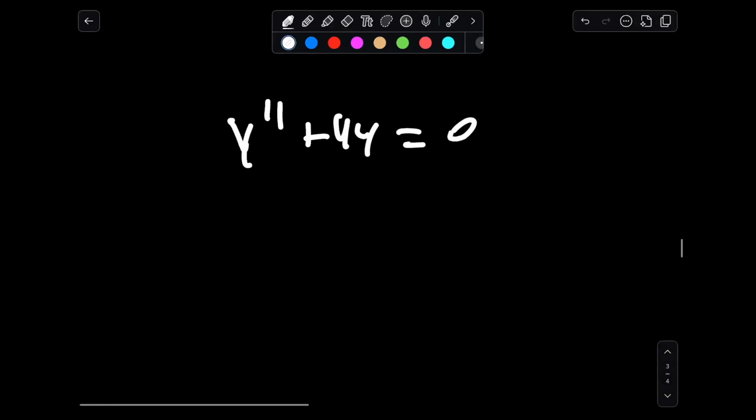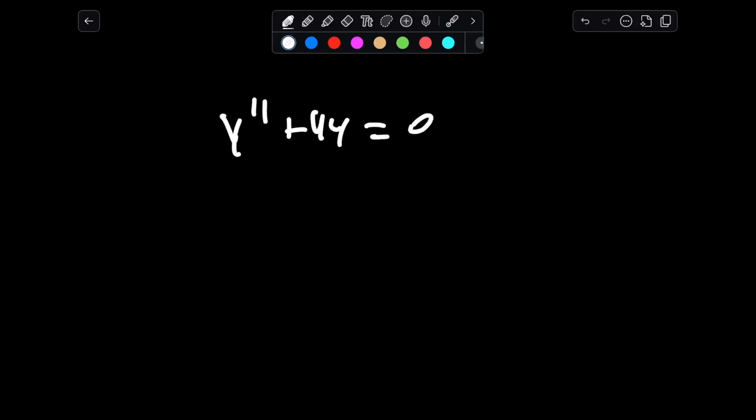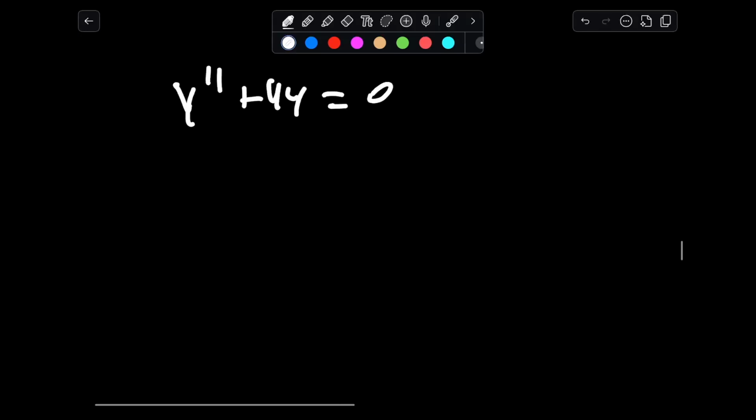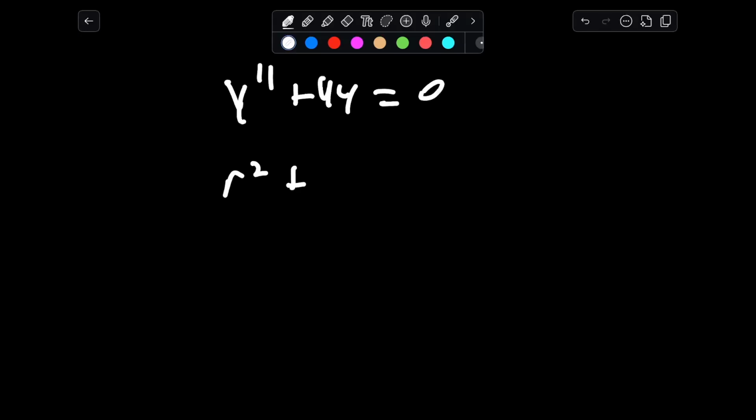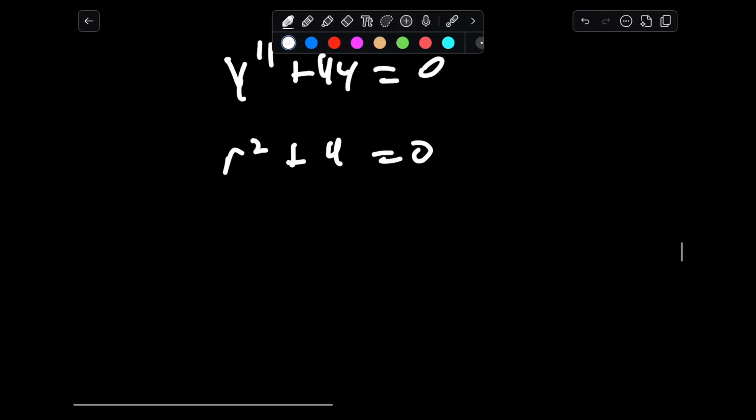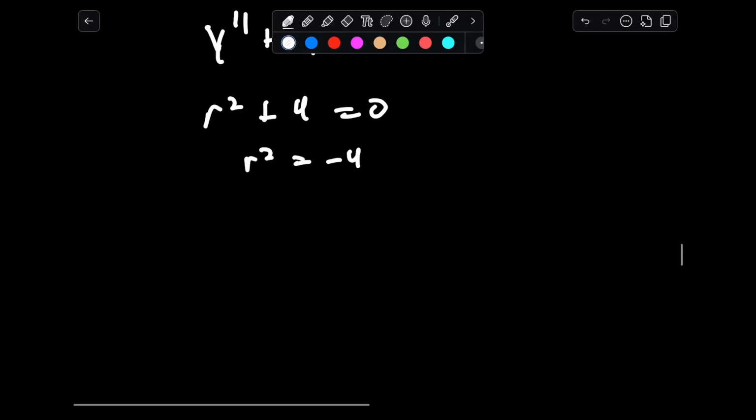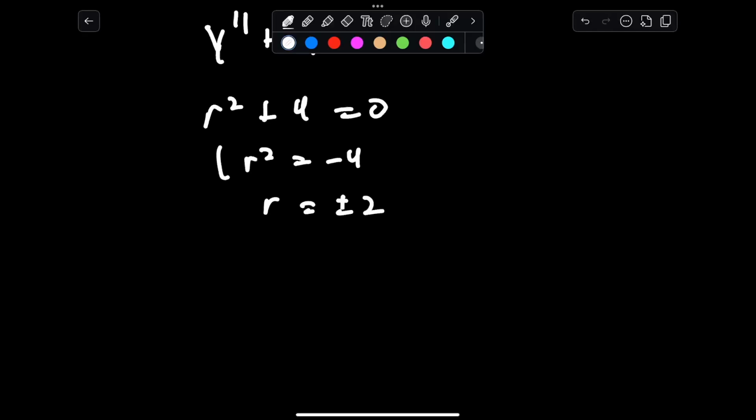y double prime plus 4y equals 0. We first convert this into our characteristic equation, which is r squared plus 4 equals 0. Using algebra, we know r squared is equal to negative 4, and if we're trying to find r itself, we would have plus or minus 2, because if we take the square root of both sides, we would get 2i. So our r is imaginary. It could be positive 2i and negative 2i.